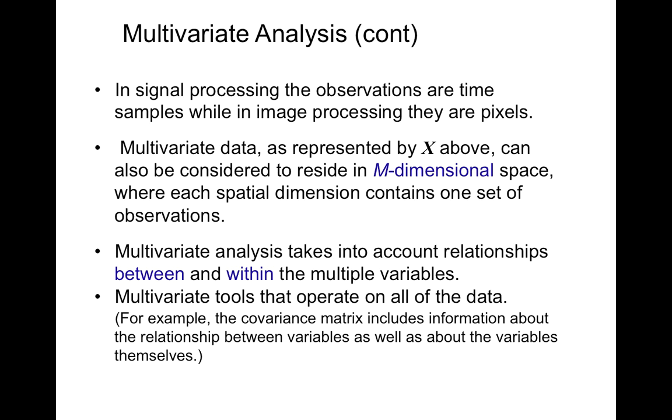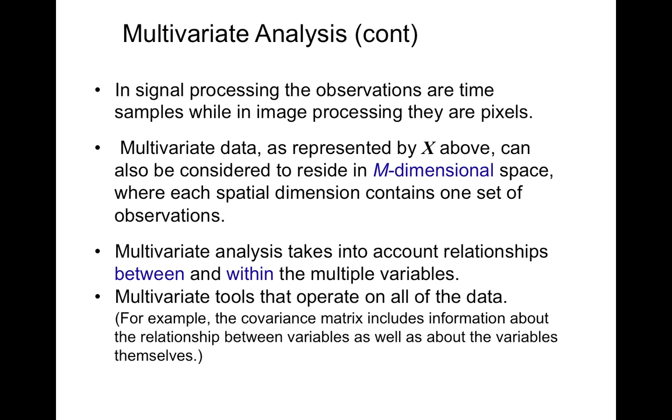Multivariate data, as represented by this variable x, can also be thought of as residing in some m-dimensional space, where each dimension contains one set of observations. And the reason this is useful is that we can visualize things in 2 dimensions. So we can visualize operations on this multidimensional space in 2 dimensions so we get some deeper understanding, and then generalize that to more than 2 dimensions.